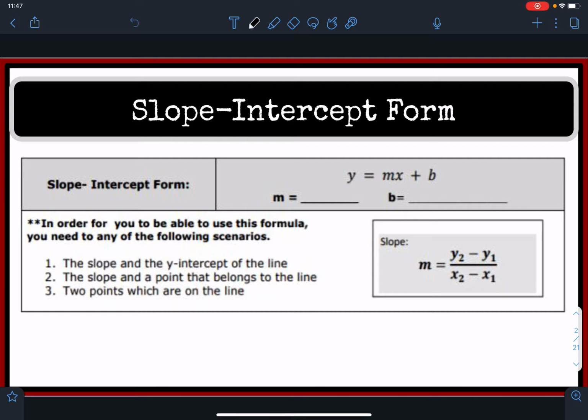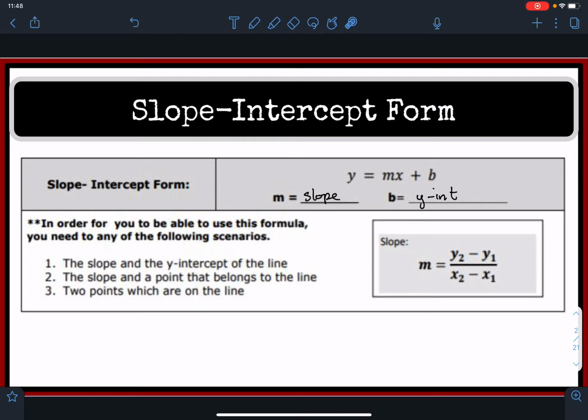Now let's review first of all what the slope-intercept form is. The slope-intercept form of the equation of a line is the equation y is equal to mx plus b, where m stands for the slope of the line and b represents the y-intercept, where our line is going to cross the y-axis. Now, in order for you to be able to write the equation in this format, you need to identify those two things: the slope and the y-intercept.